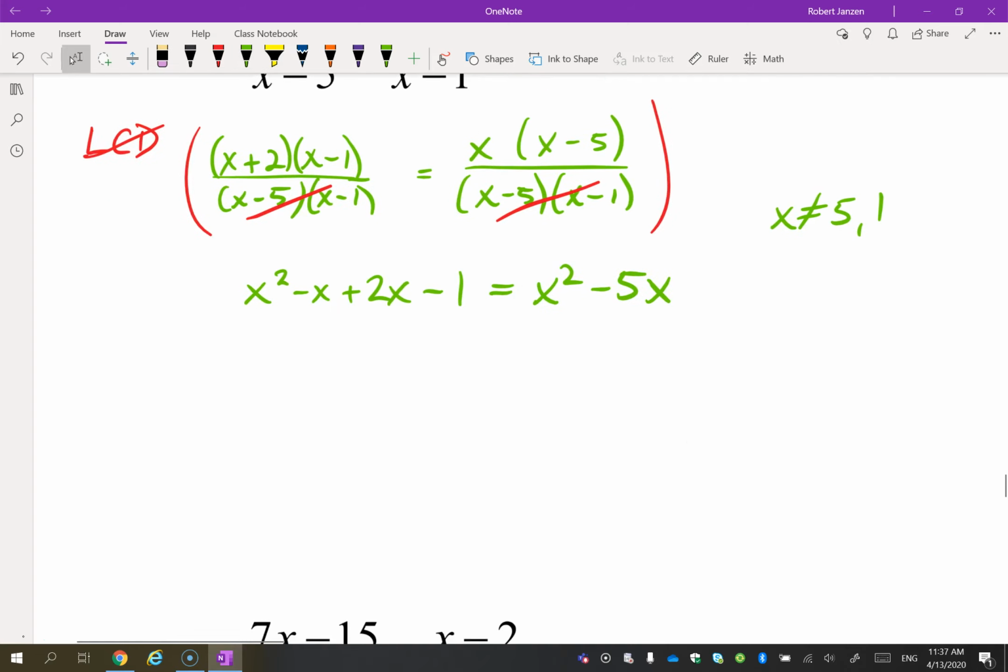If I bring everything over, if I take away a negative x squared, the x squareds will cancel. If I add 5x, I'm going to end up with 6x here. Minus 1 is 0, so 6x is 1, x is 1/6. That is not a non-permissible value, so it's good.